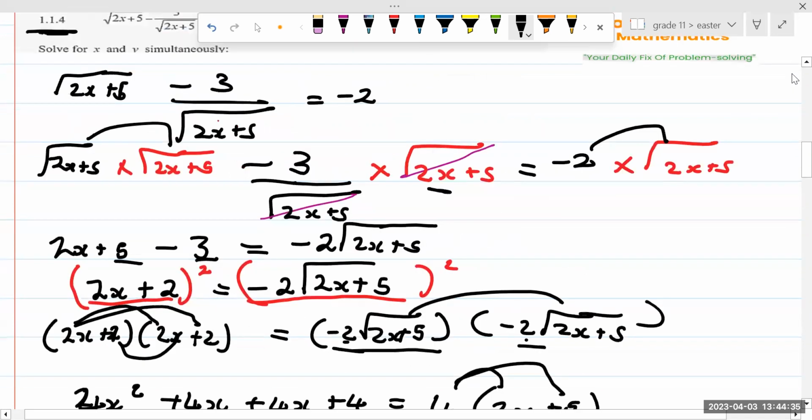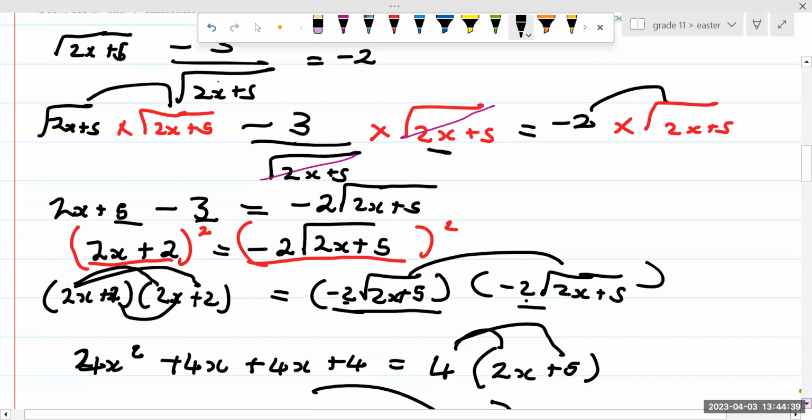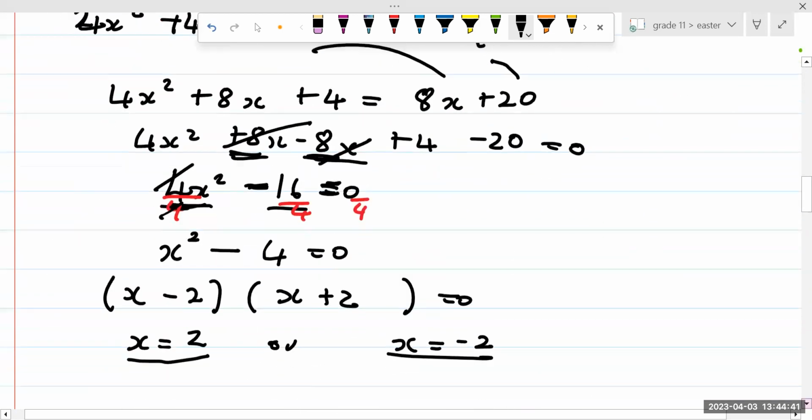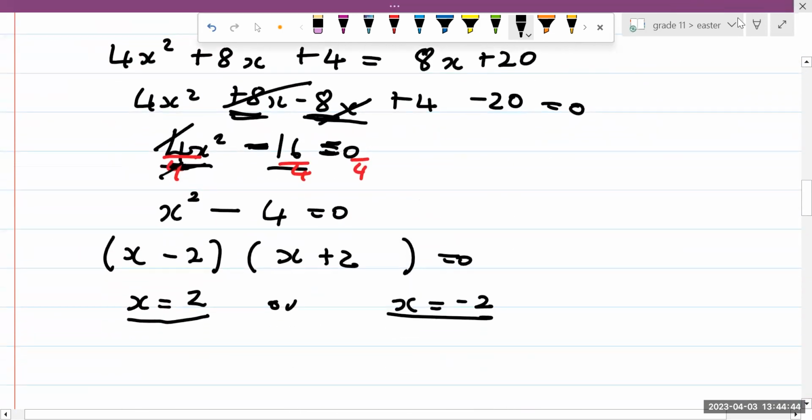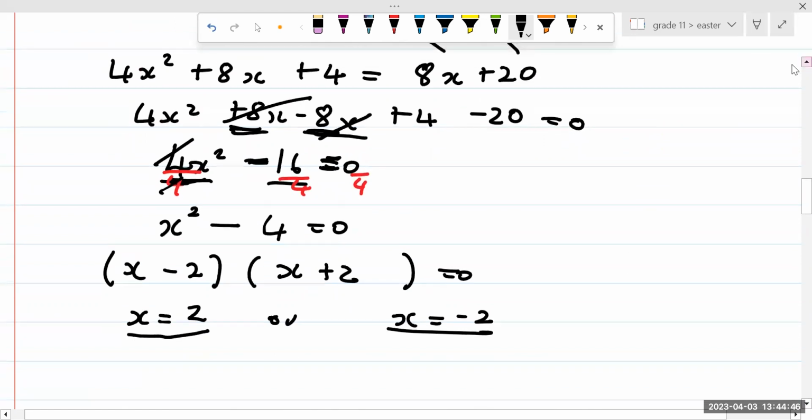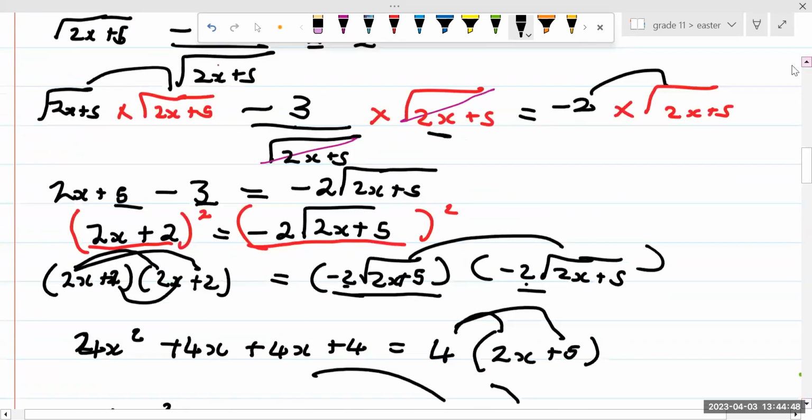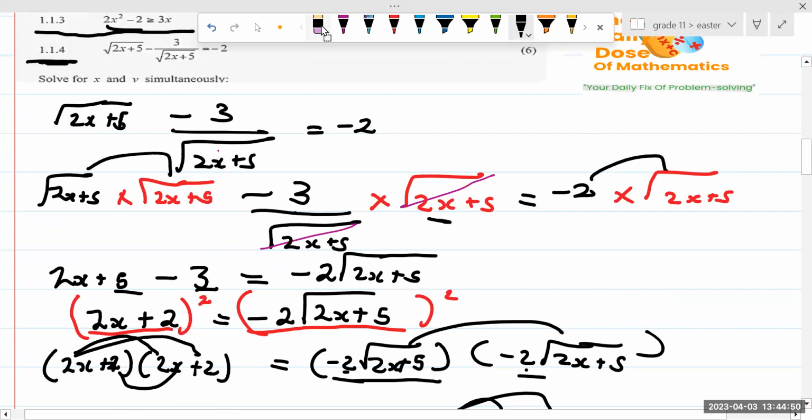Your answers, you check which ones are applicable. Okay, so I'm going to check which one is applicable and which one is not. How do we check? We go to the original equation. Everywhere we see x, we put in a value. The first value that we're going to put in is 2.